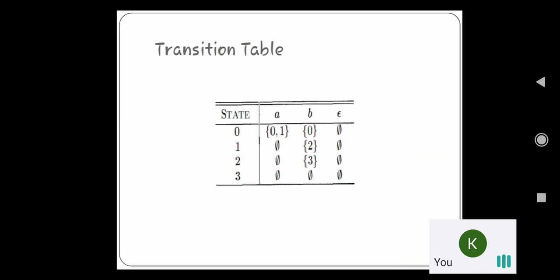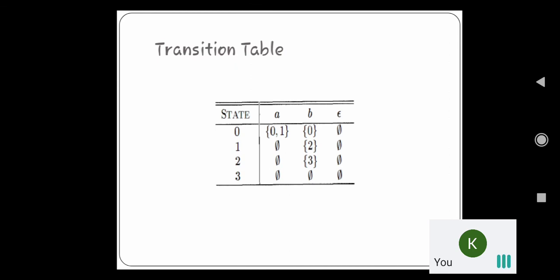See here, the first state is 0, and the first label is A. Under the label A, first I am denoting 0 comma 1. So while moving from 0 to 0 I am getting A, and while moving from 0 to 1 I am getting A. That is what has been represented in this table, with nested braces, 0 comma 1.